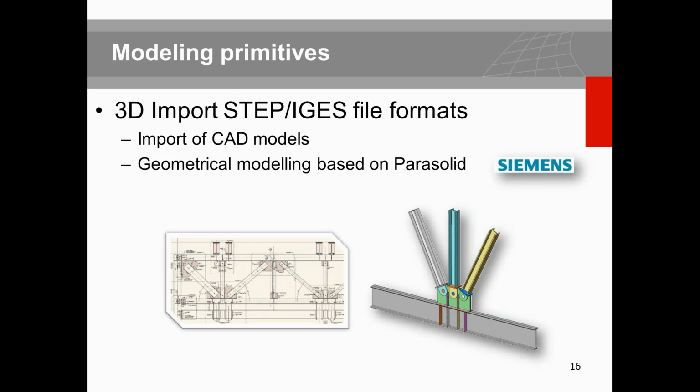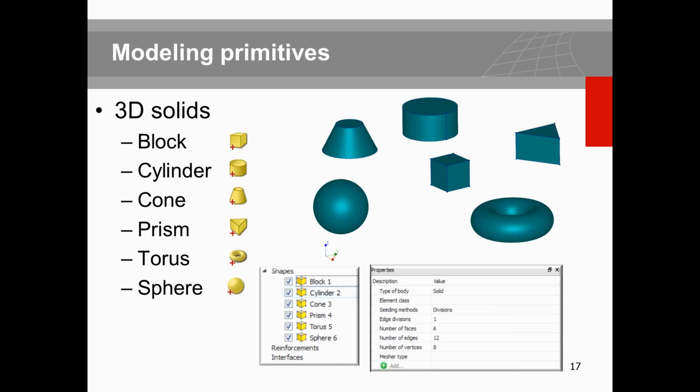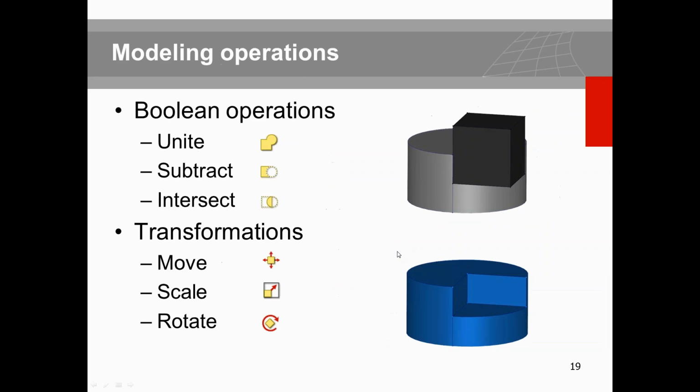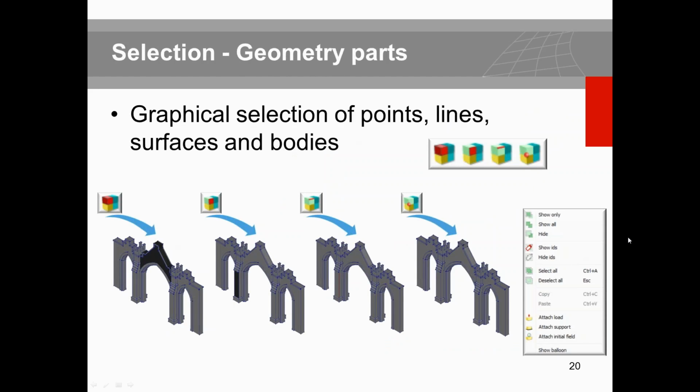You can import your CAD model, or you can generate your model based on the existing features that we have based on the Parasolids. Some of those features are primitive features as a solid, and the others are 2D primitives, and indeed line and point. Having different objects requires dealing with different Boolean operations. So this Boolean operation can be unite. You can merge them, you can subtract, you can intersect, or you can move, scale, or rotate your object. So these are very useful features that you can utilize to define your model in different levels.